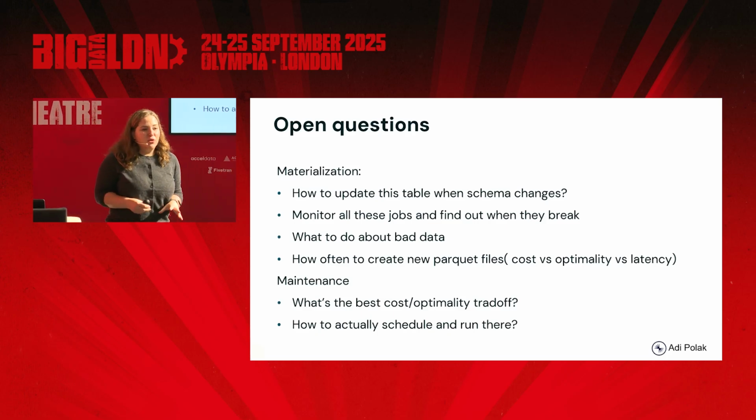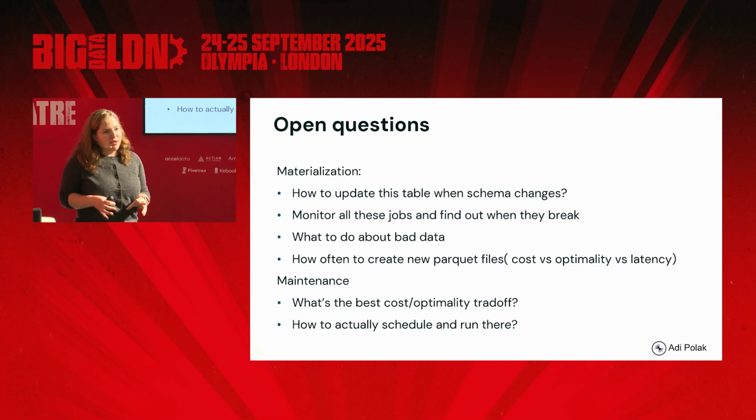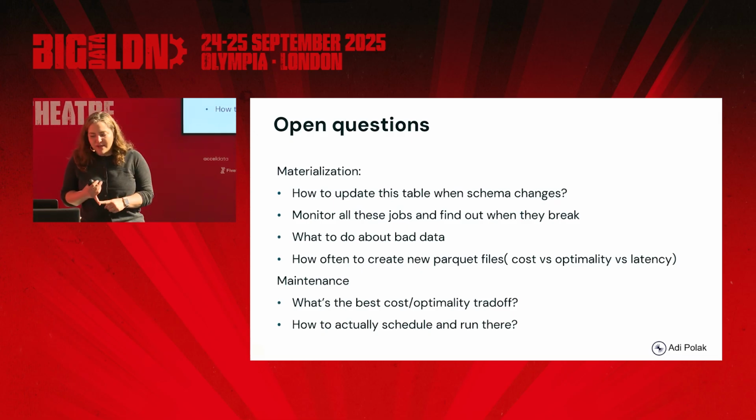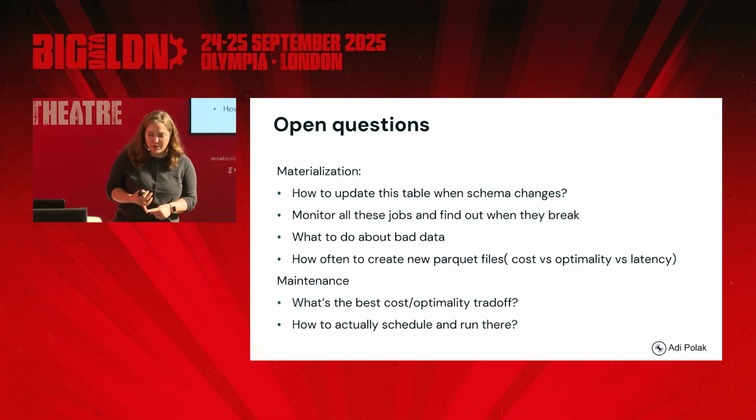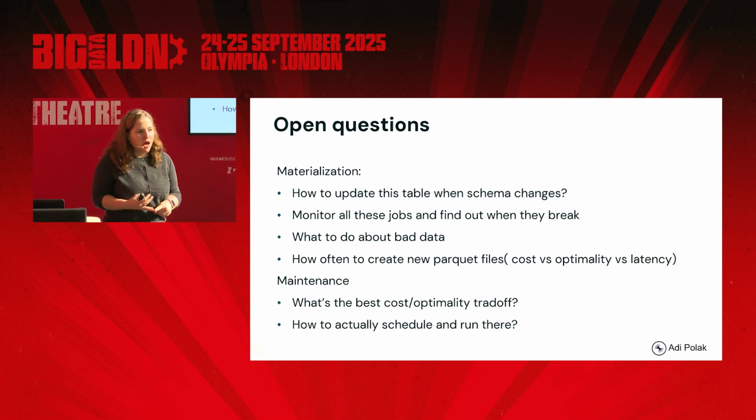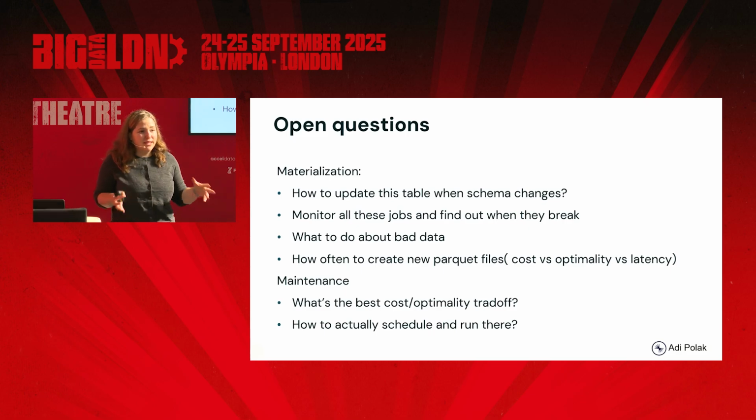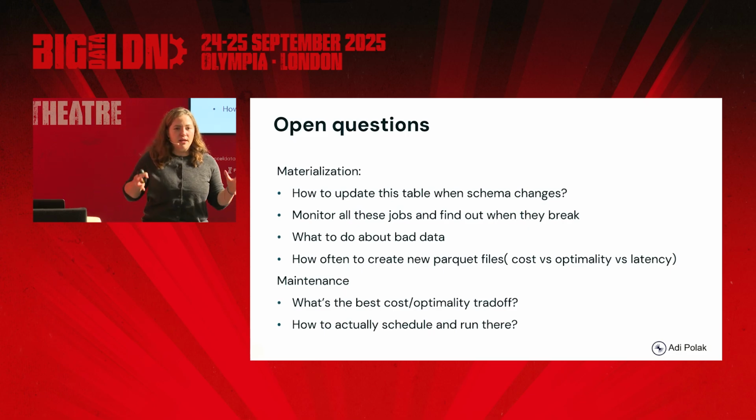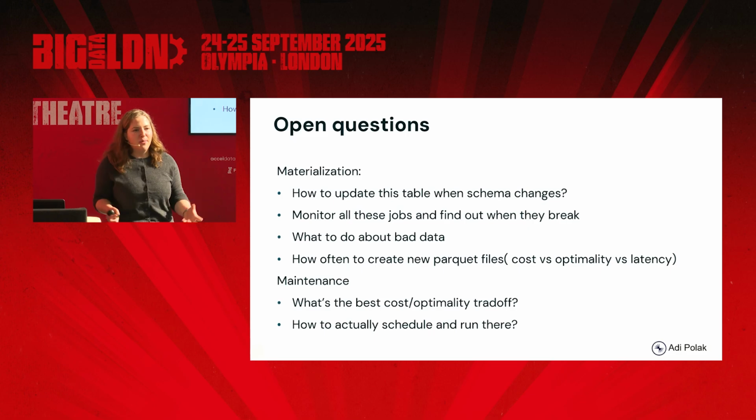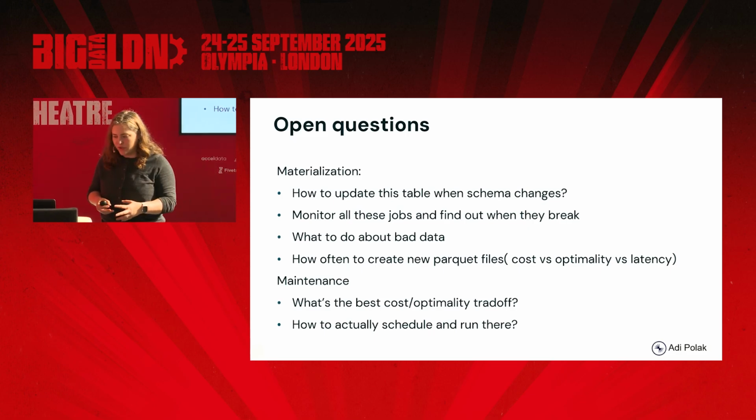And that brings me to the open questions that we went through in the engineering team. Some of the things we thought about were, how do I materialize the table? What do I do when the schema changes? How do I monitor all these jobs when they break? How do I make sure we have a good system to monitor these? Again, we're serving thousands and thousands of customers that have thousands of Kafka topics and Iceberg tables and so on. We really want to make sure we have a solid solution there.